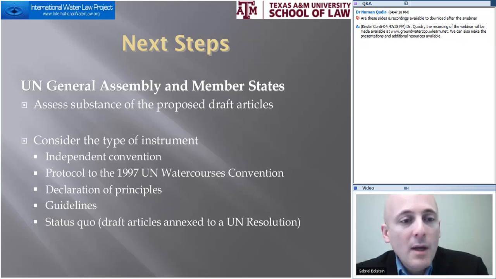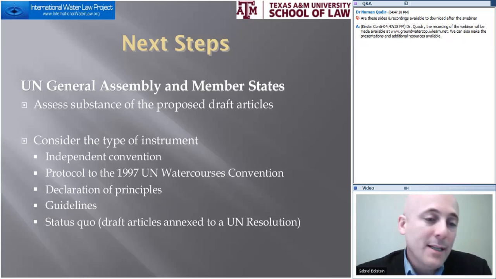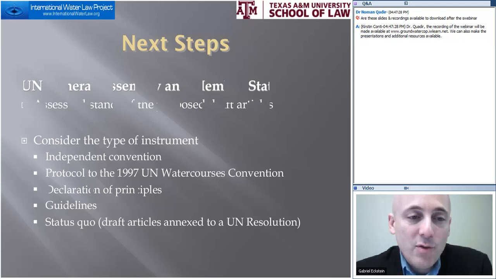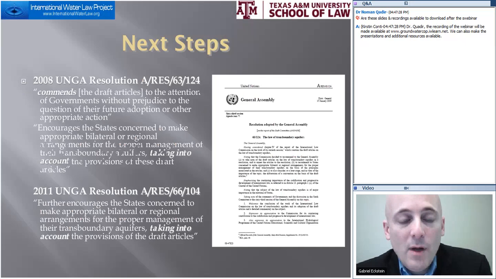Do we want an independent convention? Do we want some kind of declaration of principles or guidelines, and so on? These are the issues being addressed, and I say they're being addressed right now. They were discussed in 2008, early 2009, when they were first introduced to the UN General Assembly. They were then tabled until 2011, and again brought up.